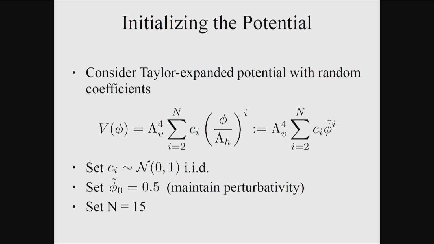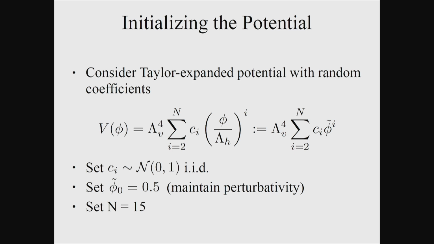So the idea here is very, very simple. First, what we're going to do to begin is to initialize our inflationary potential by Taylor expanding it with random coefficients. So we Taylor expand the potential here. We have these coefficients c_i. We start at i equals 2. And what this does is that it enforces that we have a minimum at the origin for which the potential vanishes. And so we're going to say that this is where inflation ends, near the origin.